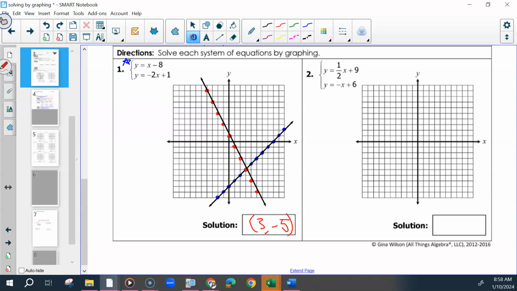Alright, let's do number 2. Start graphing though. So the first one, start at +9. Slope is +1/2, so we can go up 1, right 2, down 1, left 2, as many times as possible. Connect your dots, make a line through them.